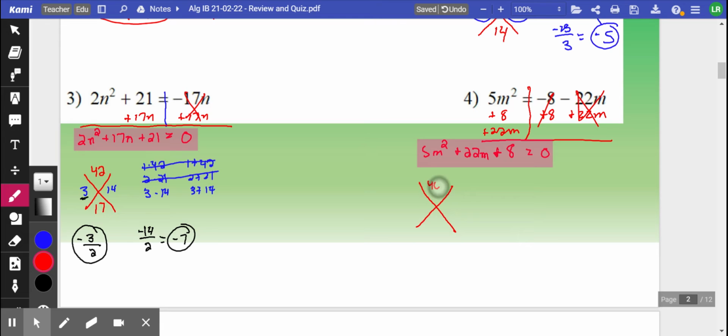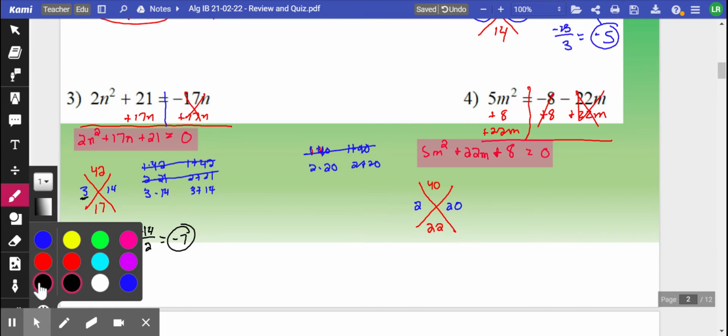Multiplies to be 40, adds up to be 22. Okay, again, if I'm not sure, go through the process. 1 times 40 is 40. I add those up, I get 41, so that's not it. Next number's 2. 40 divided by 2 is 20, and second try, I get them. 2, 20.